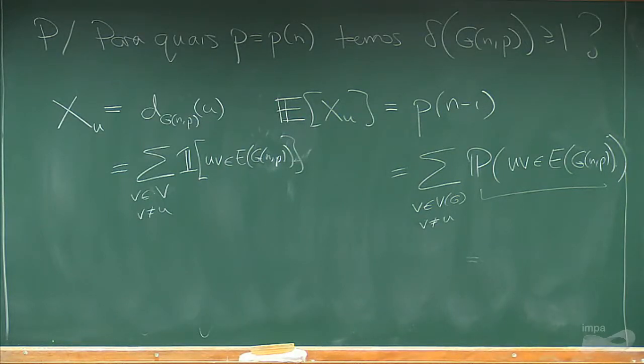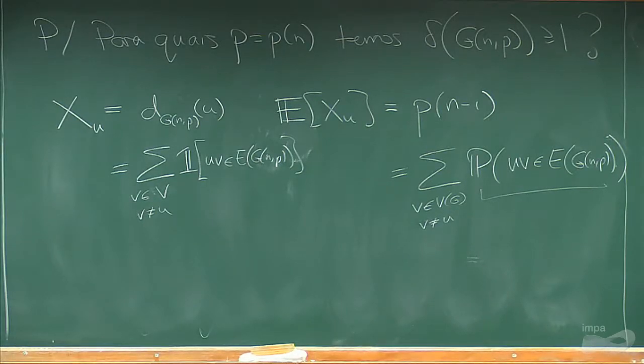What's a better random variable to look at? So this turns out to be the wrong random variable to look at. What's a better one? So what are we trying to show? We're trying to show every vertex has at least one neighbor. What we're interested in knowing is if every vertex has a neighbor.